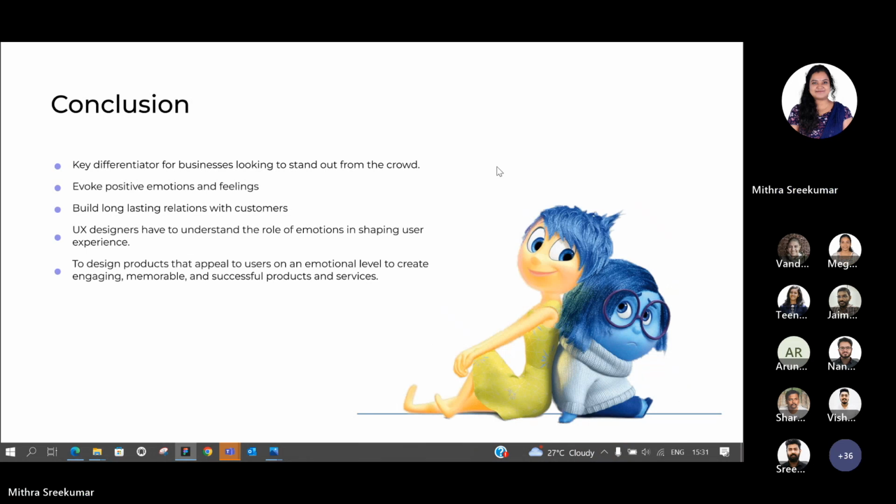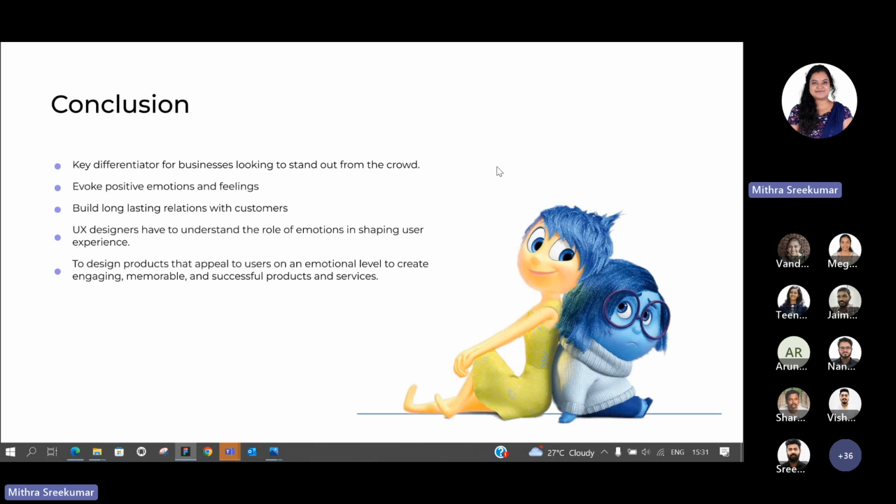So, concluding, it is the key differentiator for businesses who have to look for a way to stand out from the crowd. And also, these emotions and feelings evoke positive emotions, and it will then reflect in a long lasting relationship with the customers.